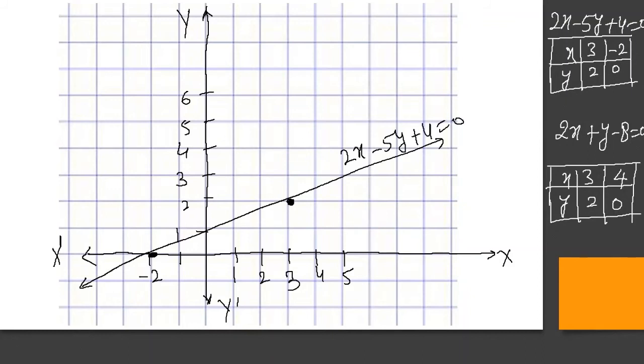For the second equation, I will use a different color. This is the second value, the same values 3 and 2, and 4 and 0. So the value of x is 4 and y is 0. So the equation will go in this direction.